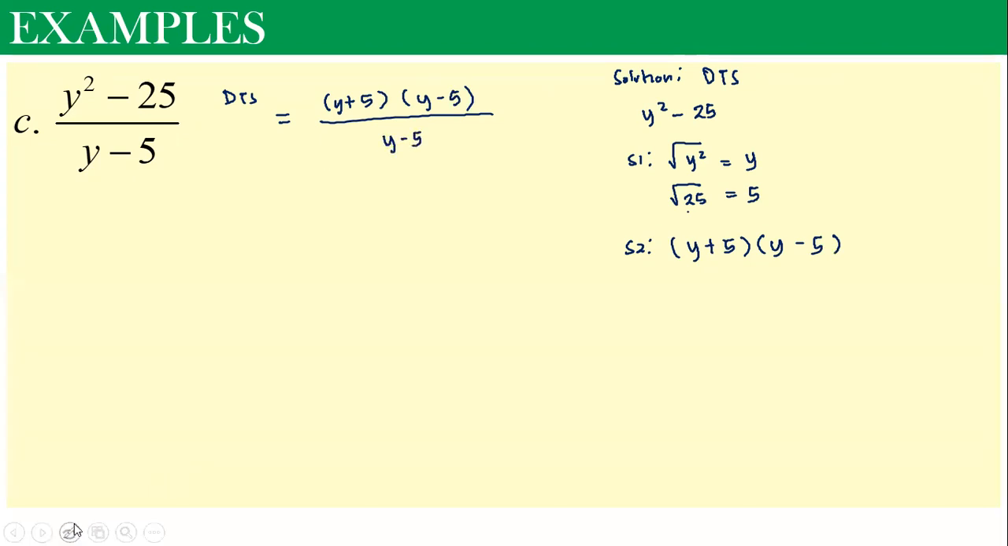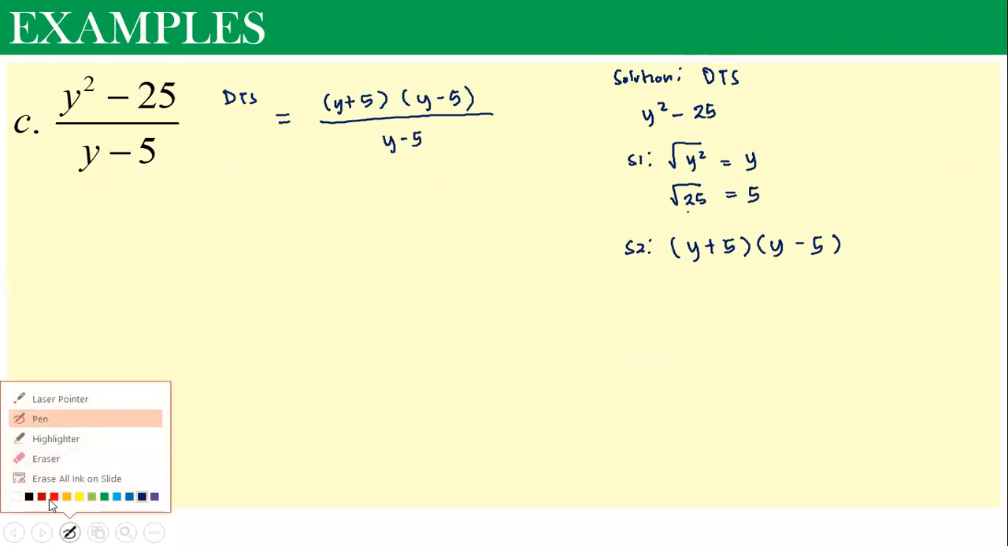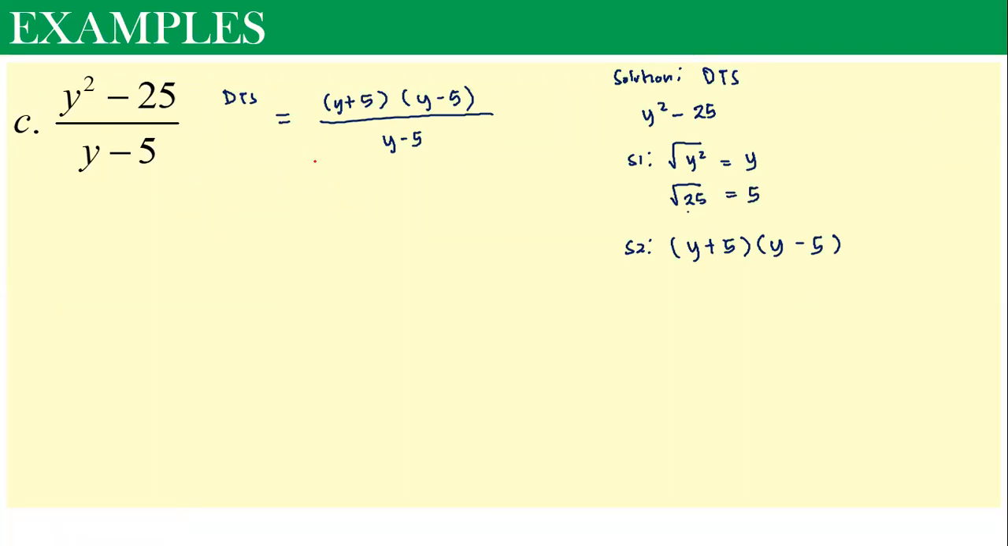Okay? And then proceed with the next step, wherein you have to find the common factors. Then you will just cancel out. As you can see, the common factor in the numerator and denominator is y minus 5. So you will just cancel out or divide out y minus 5, and then yung natira na lang po is y plus 5. Therefore, that will be the answer, y plus 5. So this will be the answer.